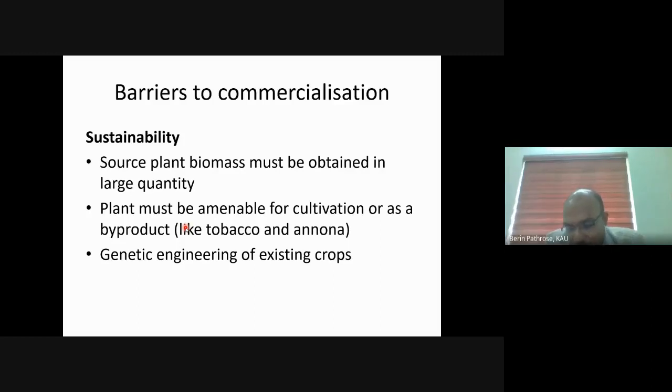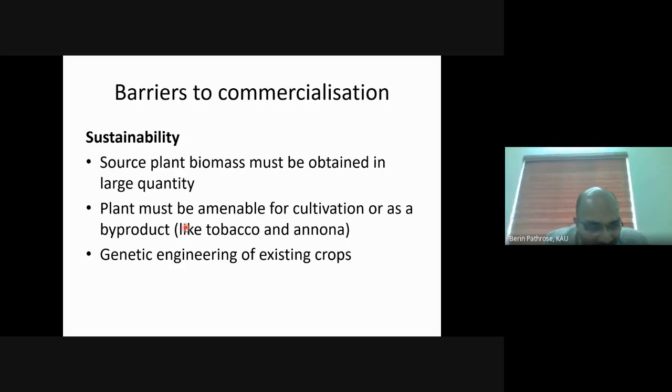Another potential source is genetic engineering of an existing crop. For example, identify the gene which codes for the production of azadirachtin. I will give neem itself as an example. We can understand that there will be some genes responsible for the production of azadirachtin in the neem tree. You isolate that gene and introduce it in rice or any vegetable. So what will happen? Rice plants will start producing azadirachtin.